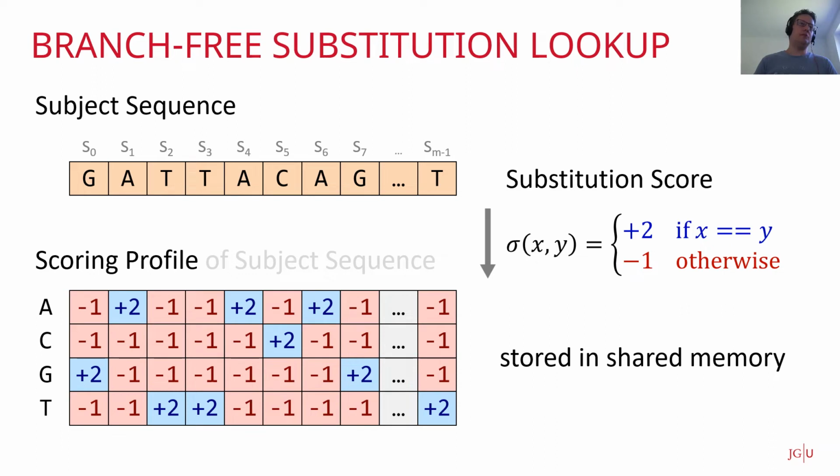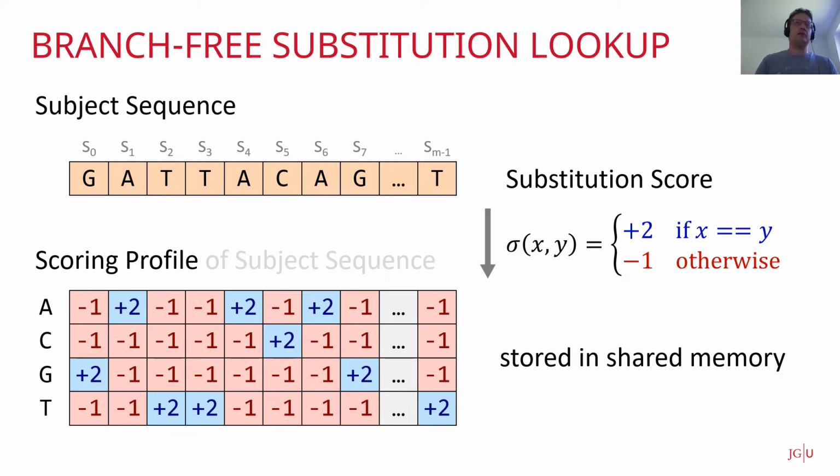If you've never programmed on a GPU before, think of a SIMD machine with 32 lanes where 32 threads in a so-called warp are executed in lockstep, which means that we want to avoid branch divergence. The first step in our algorithm is to transform one of the input sequences, in this case the subject sequence, into a so-called scoring profile, a lookup table for the substitution scores.